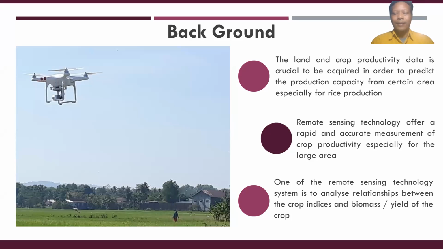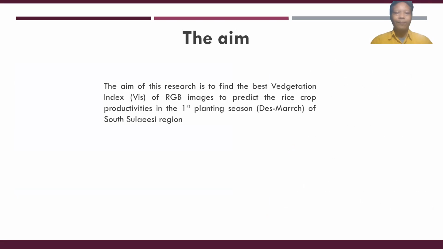One of the technologies involved in this system is using the vegetation index, calculated from the vegetation indexes of the digital imagery of the photographs that we've taken from the drone and also from the ground camera.